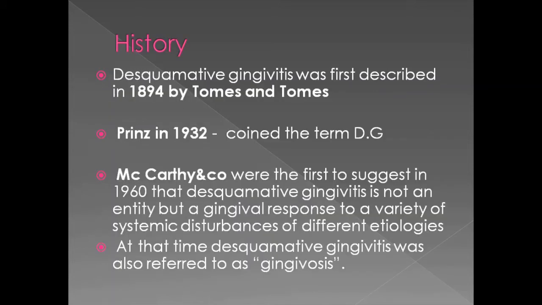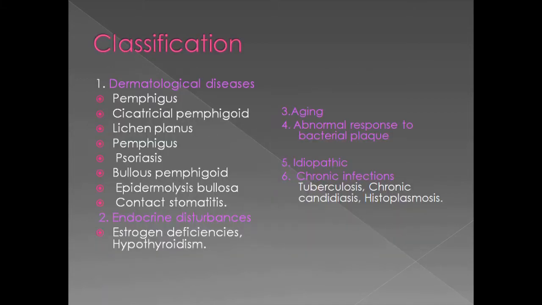Coming on to the history, desquamative gingivitis was first described in 1894 by Toms and Toms. Later on, Prinz in 1932 coined the term desquamative gingivitis. So the terminology was introduced by Prinz in 1932. And the disease was later named gingivosis. Classification.